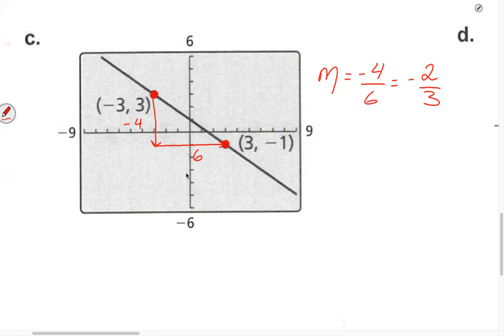Now, I want to know, where does my line cross the y-axis? Neve? It crosses right there. Notice it's not labeled, but it's right there. I can see it. That's b equals 1, as Neve said. So my equation is y equals negative 2/3 x plus 1.